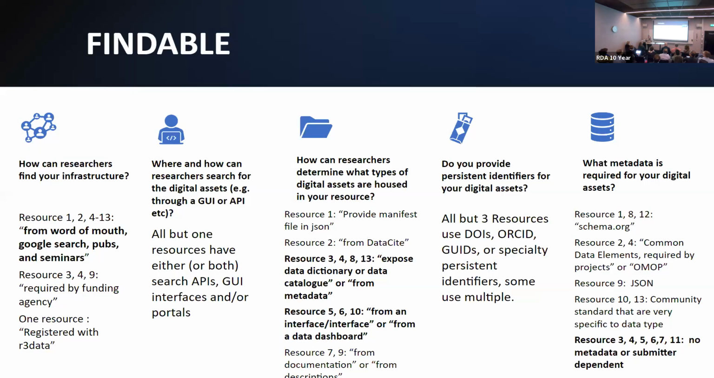So we asked resources a number of questions, and you'll see them at the top with the different icons. For example, we asked resources, how do researchers find your infrastructure? You might be surprised that the number one response was word of mouth, Google, publications, and seminars. Very few register on R3 data or FAIR sharing. So there's a lot of work we can do, a lot of work. A few resources are required by the funding agency. In other words, the agency puts in their funding announcement, you will share your data with this repository.